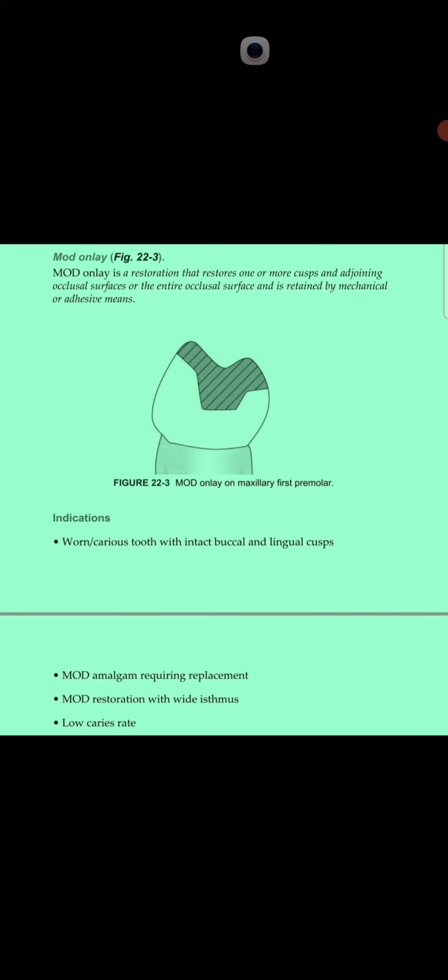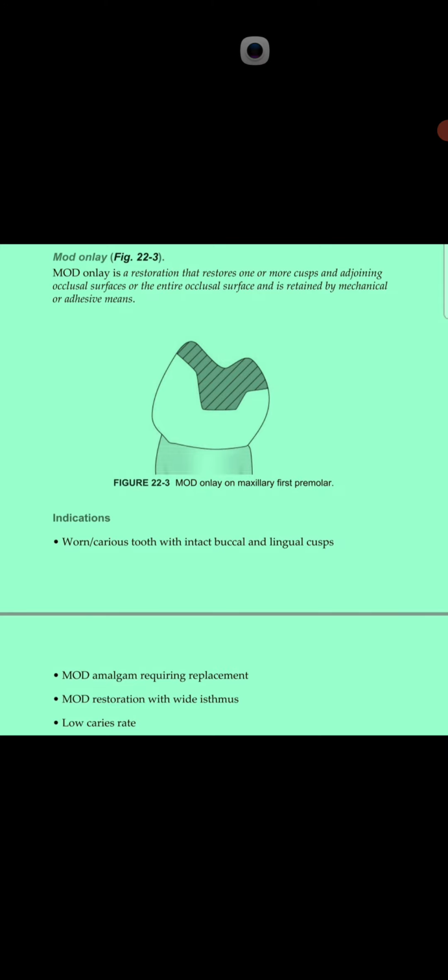Now come to the MOD, mesio-occlusal-distal onlay. A mesio-occlusal-distal onlay is a restoration that restores one or more cusps and adjoining occlusal surface or the entire occlusal surface. It means here all cusps of the occlusal surface are involved. It is retained by mechanical or adhesive means. Here in diagram 22.3, the MOD onlay is on a maxillary first premolar. Now, what are the indications?